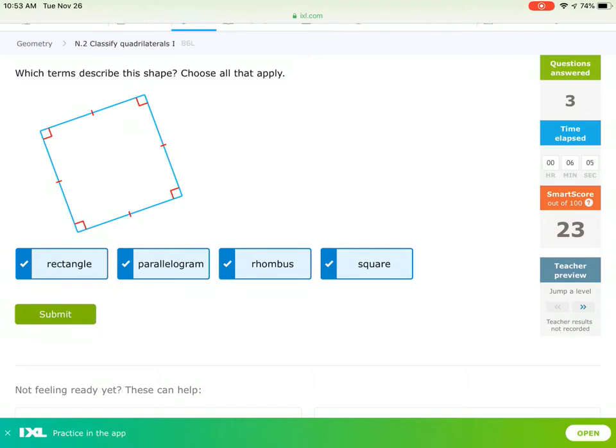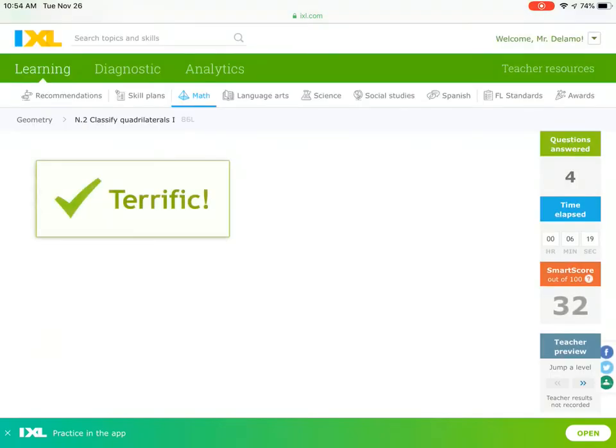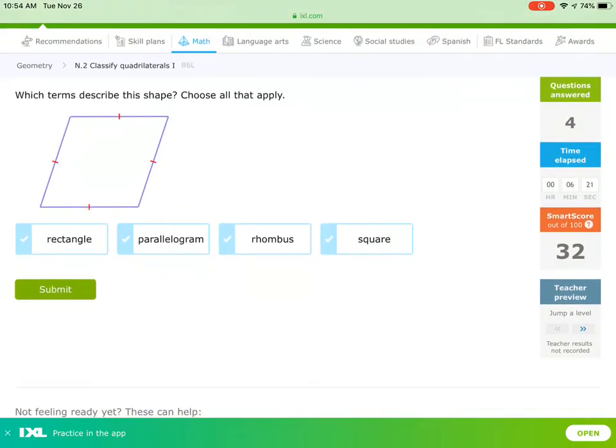A square is all of those things. So any property that a parallelogram has, a square has it. Any property that a rectangle has, a square also has that property. And any property that a rhombus has, a square also has that property. Which terms describe this shape? Choose all that apply.